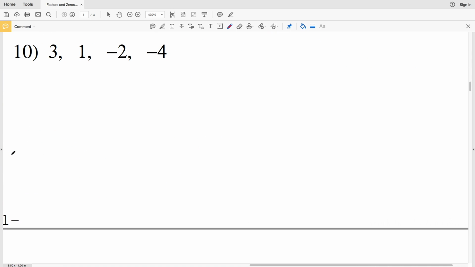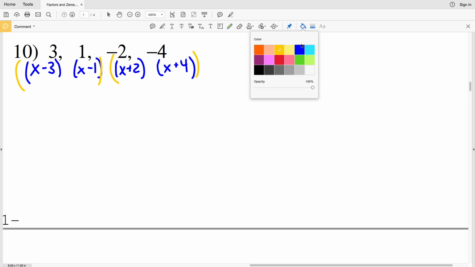Moving on to number 10, I have 4 separate zeros. So I'll have that x minus 3, since 3 minus 3 equals 0, x minus 1, since 1 minus 1 equals 0, x plus a positive 2, since negative 2 plus 2 equals 0, and x plus a positive 4, since negative 4 plus 4 equals 0.